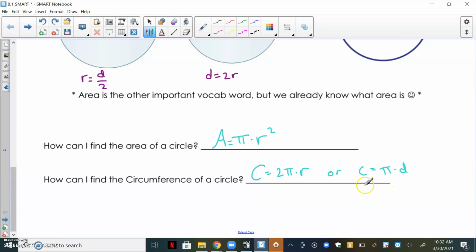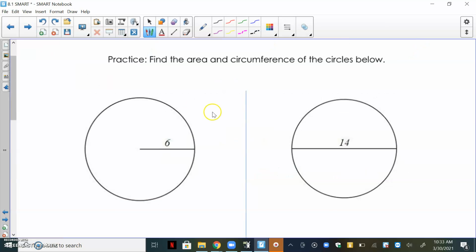The reason that's the same is because in this formula we have a 2 times an r, and 2 times r, as we saw here, is the diameter. So either one of these works. If you remember both of them, then you can use either one. If I give you a radius, you can use this one. If I give you a diameter, you can use this one. Otherwise, you can always use this formula. Now let's do a couple of practice problems.